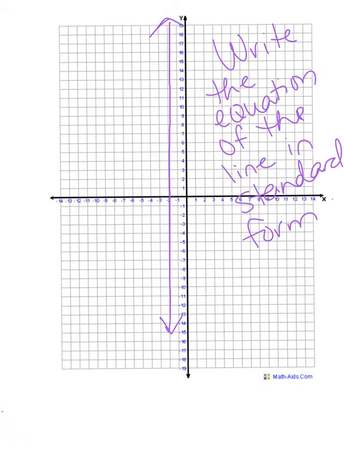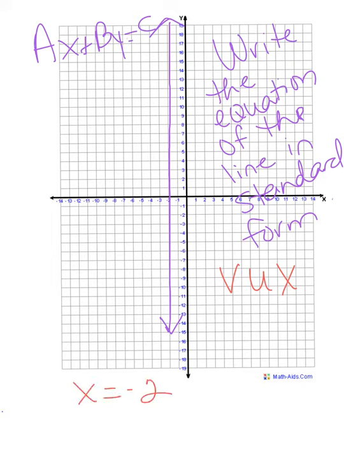And looking at the graph, our directions say write the equation of the line in standard form. Now remember, standard form is ax plus by is equal to c. Now this one's a little different because it is a vertical line. Remember, when we were talking about this earlier, vertical lines are EVUX, right? Vertical lines have an undefined slope and x equals a particular number. So in this case, x is equal to negative 2. Everywhere in this line, there's an x value of negative 2. That's how we write the equation for a vertical line.